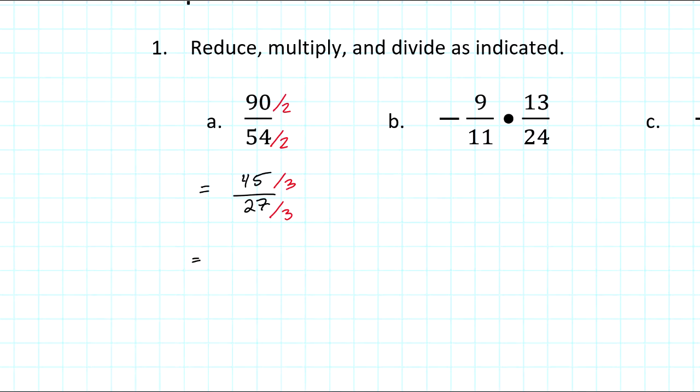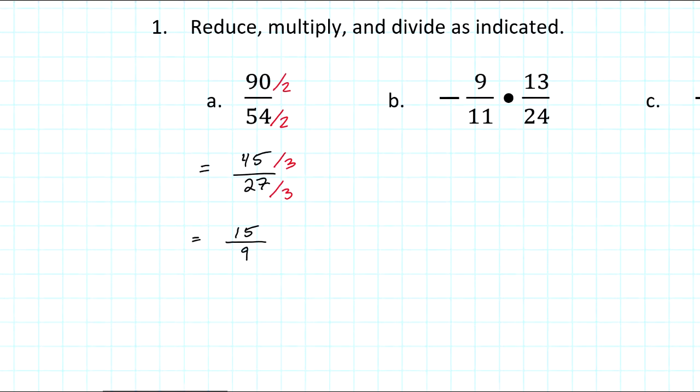If we divide 45 by 3, that's going to give us 15. And 27 by 3 is 9. And then I say, oh, I could do that by 3 again. 15 divides by 3, 9 divides by 3. And this will give me 5/3. And then I think, okay, 5 and 3 are both prime, so I can't reduce these any further, and so I'm done.